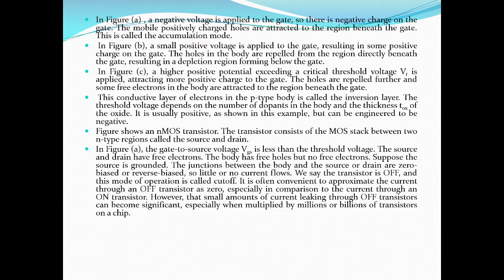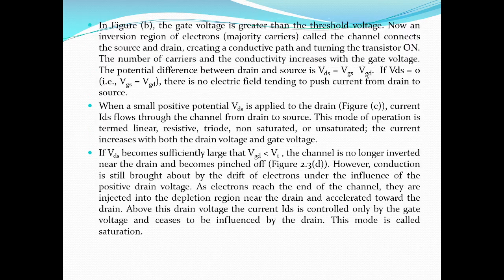It is often convenient to approximate the current through an off transistor as zero, especially in comparison to the current through an on transistor. However, the small amounts of current leaking through off transistors can become significant when multiplied across millions or billions of transistors on a chip.